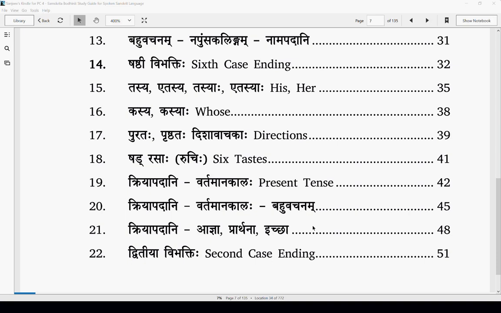Rasaha ke santi, shadrasaha. Anybody? Which are the six tastes? Anybody remembering? Shadrasaha, the six tastes. Not navarasa. Navarasa is in the kavyam, but shadrasaha is like the ruchi.